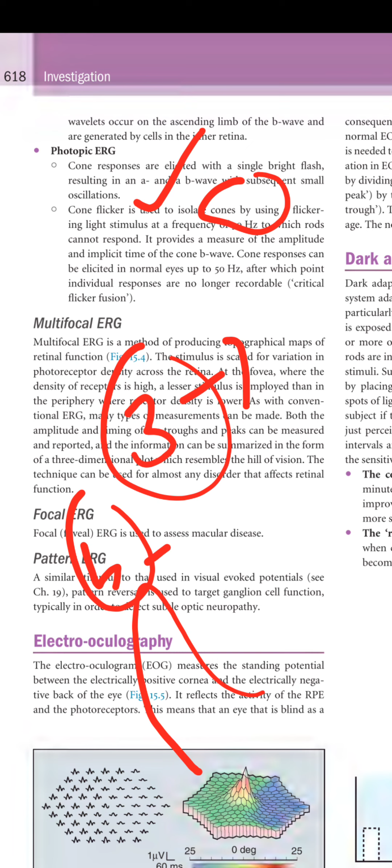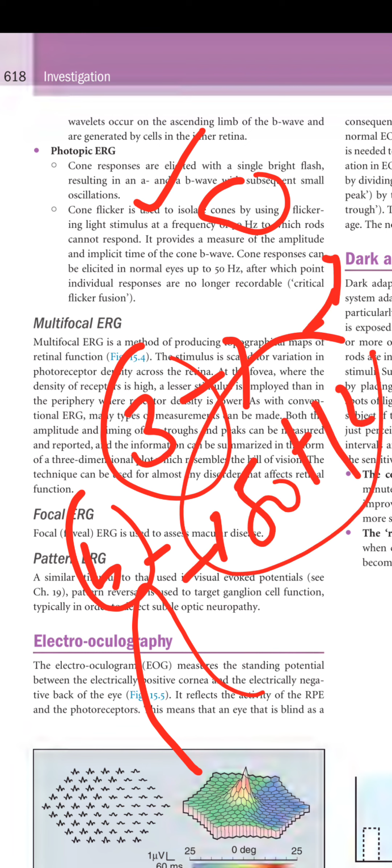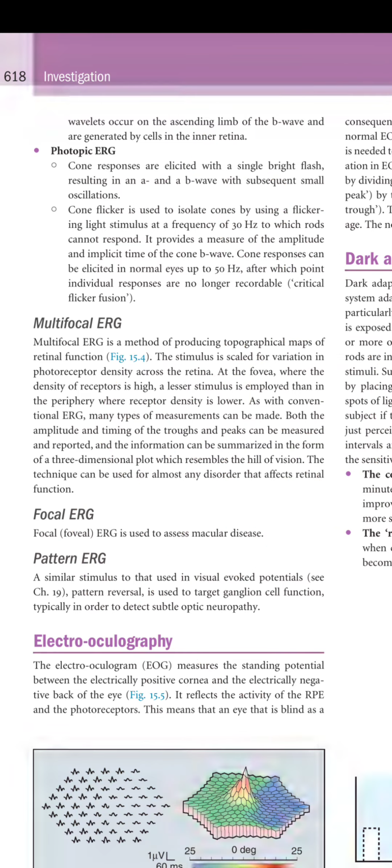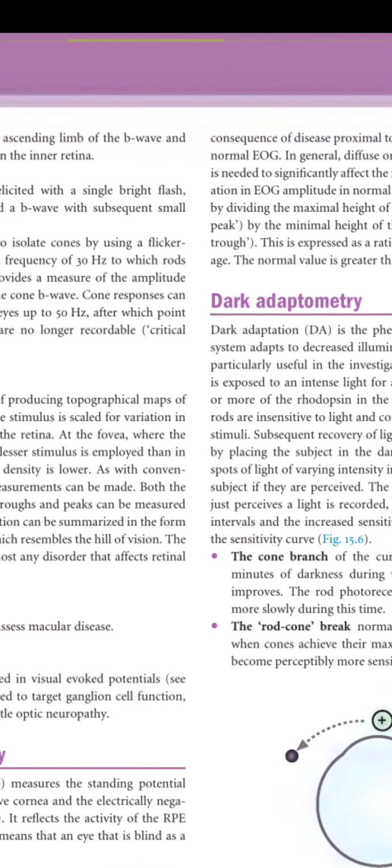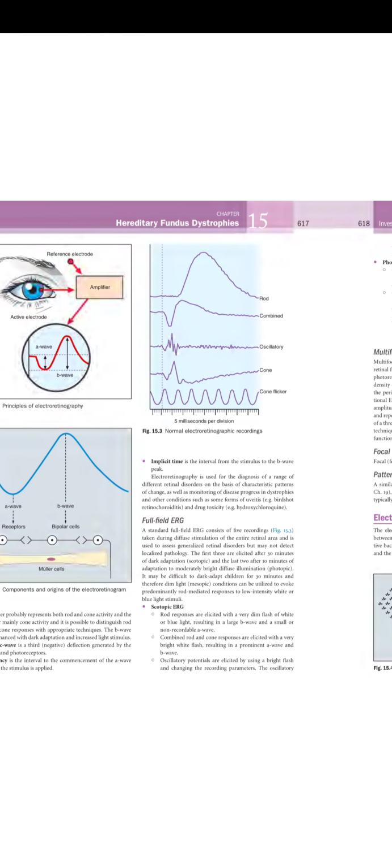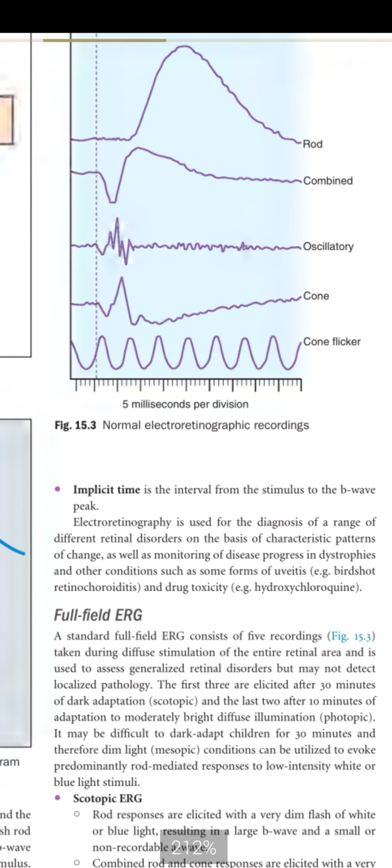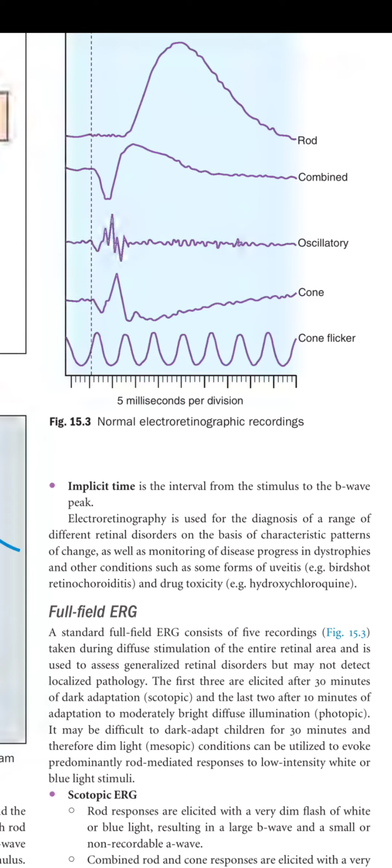Cone responses can be elicited in normal eyes up to 50 hertz, after which point individual responses are no longer recordable. This is known as critical flicker fusion. So most of the time up to 50 hertz can be used to elicit the cone responses, but after that it does not record. This is how the cone flicker is demonstrated on the ERG. You can see that there are multiple B waves.